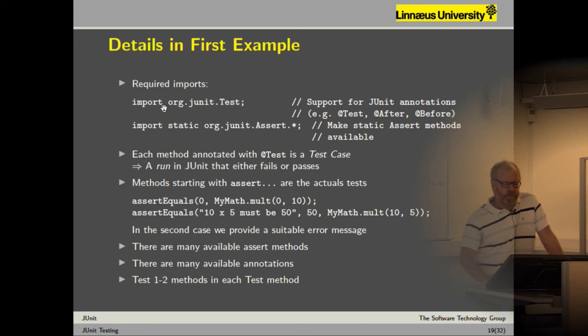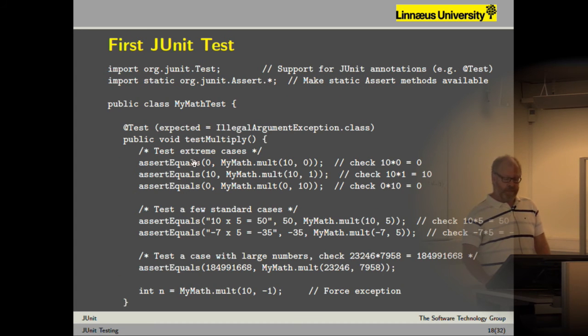First of all, we must import a few things. Org JUnit Test, this is the code that we are using. This one looks a bit strange. We are importing all the static methods in the class Assert. That's what we are doing here. We are making the assert methods, all methods in Assert, available with this statement.